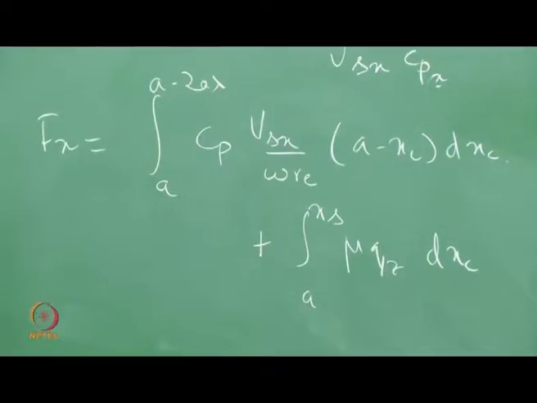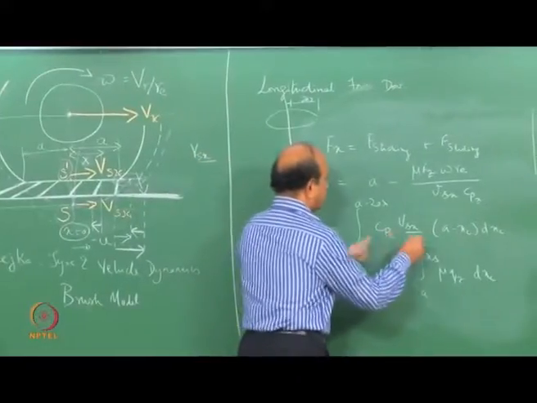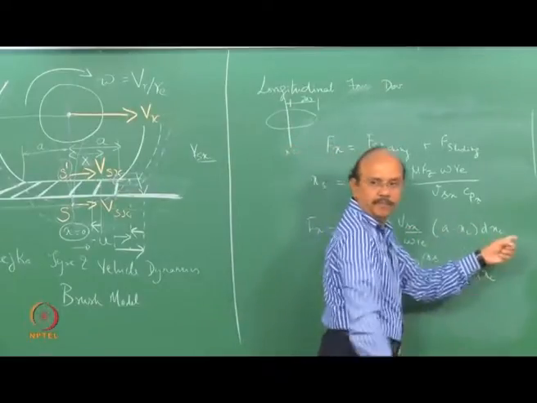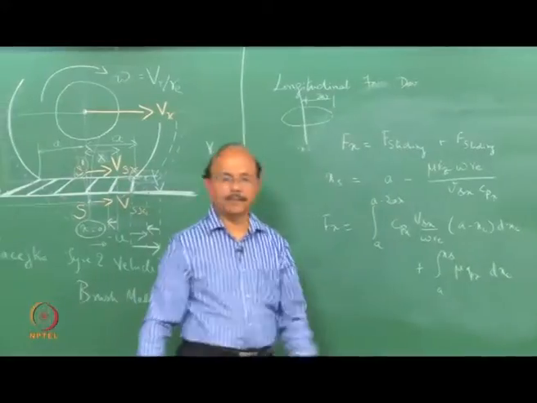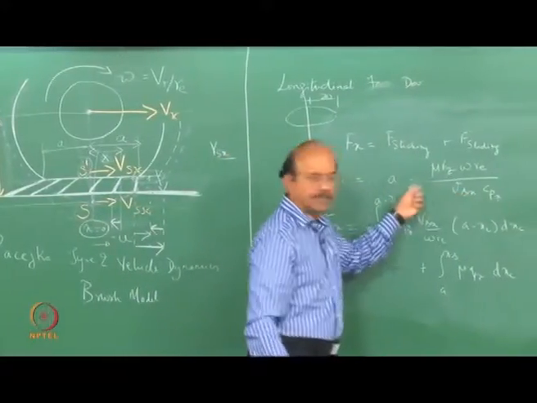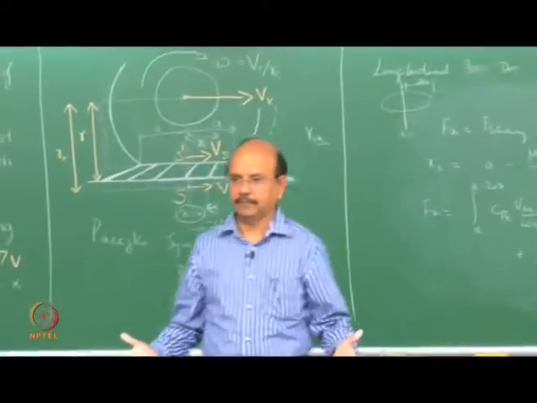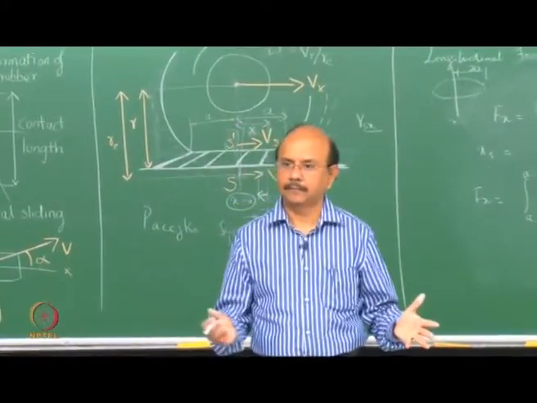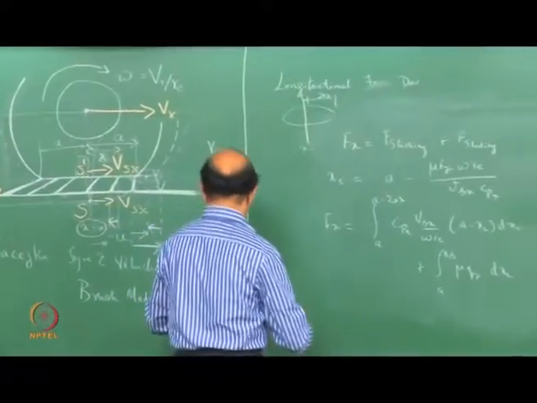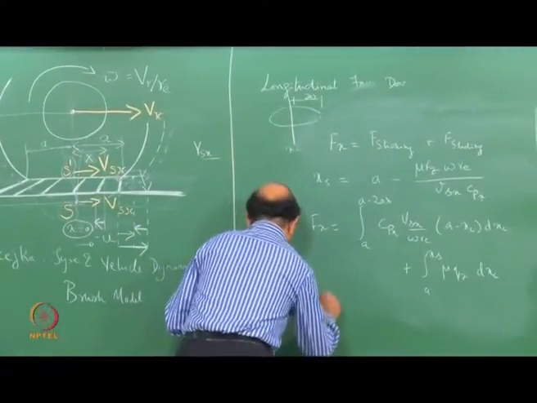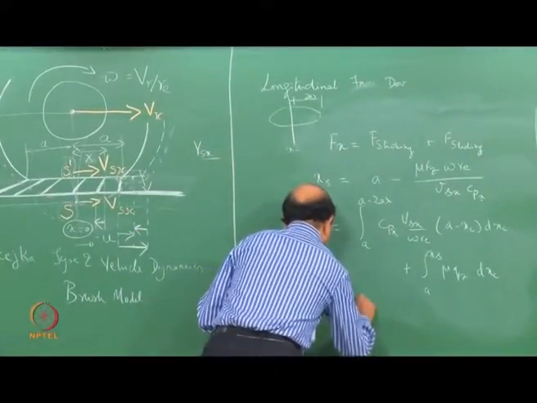What is it that I did? Simple, Cpx sigma a minus xc dxc, plus this one, and xs I have got from these expressions. That's all. Integrate this, and I am giving you a final expression. I am not going to do the integration, it is not a very difficult integration.